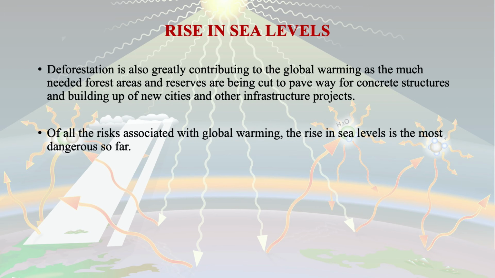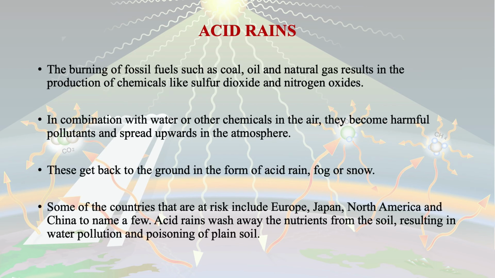Next one is acid rains. Burning of fossil fuels such as coal, oil and natural gas results in the production of chemicals like sulfur dioxide and nitrogen oxide. In combination with water and other chemicals in the area, they become harmful pollutants and spread upwards in the atmosphere. So acid rain washes away the nutrients from the soil, resulting in water pollution and poisoning of plant soil.